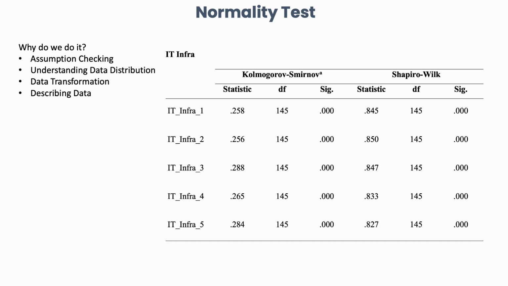The third one is data transformation. If the data is not normally distributed, we might need to perform some sort of transformation, for example logarithmic or square root, to make it normal or normal enough to conduct further analysis. The normality test will help us know if such transformation is necessary. Finally, describing data. Normality tests are useful when it comes to describing the data.